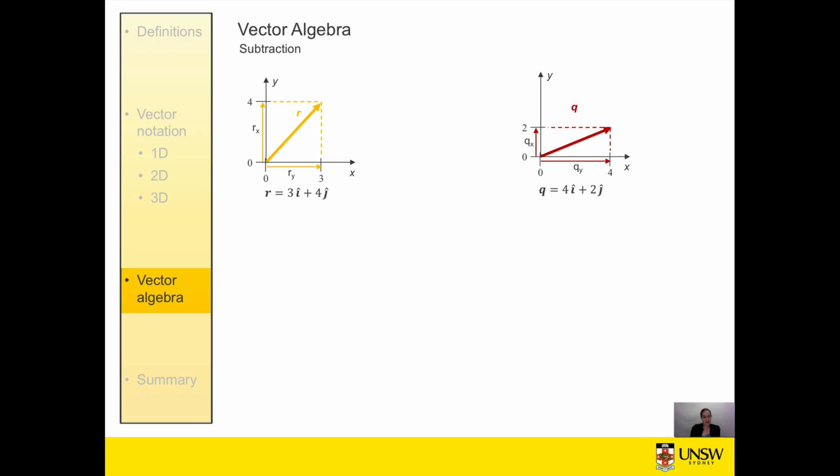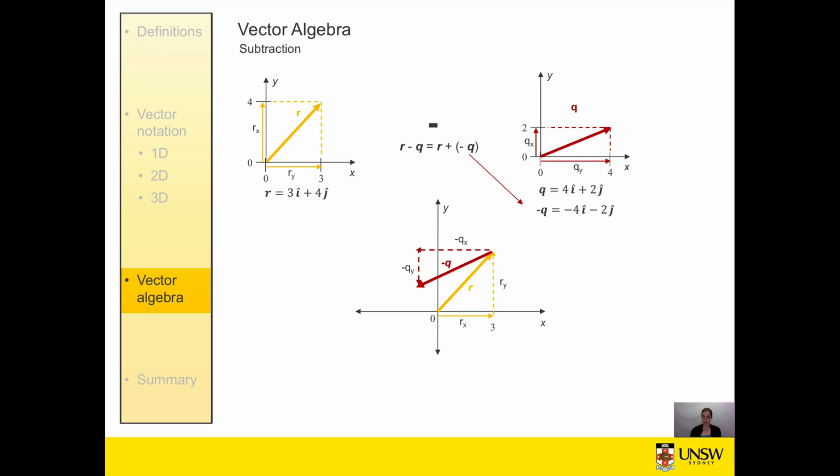So in the case of subtraction, we do a very similar thing. Here, instead of addition, we're doing subtraction, but we know that r minus q can also be written as r plus negative q. So in this case, we're just doing the same vector addition, but instead of adding the positive q, we're now adding the negative q. And we follow exactly the same procedure. So we start with our vector r, and where r ends, we start our vector minus q, and our resultant vector goes from the very start to the very end.